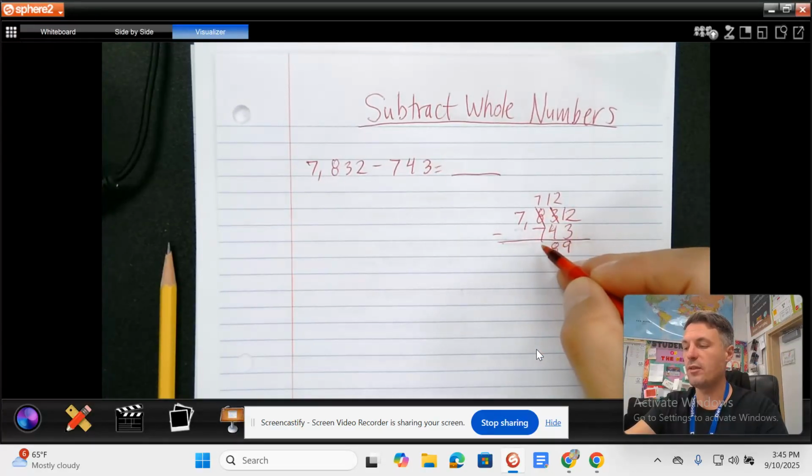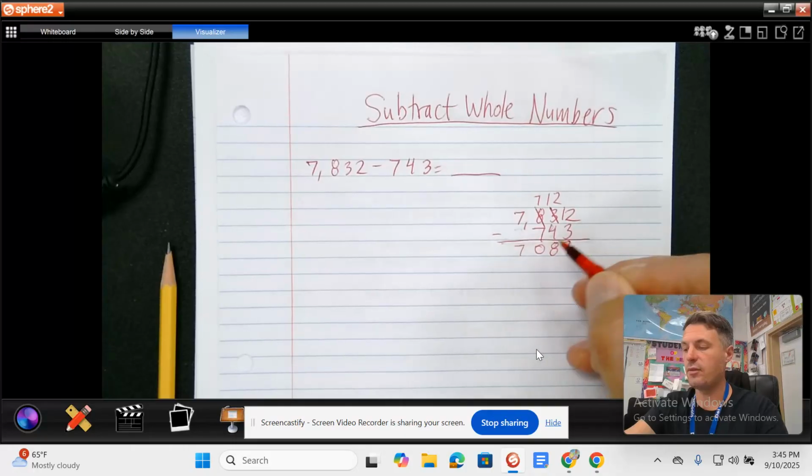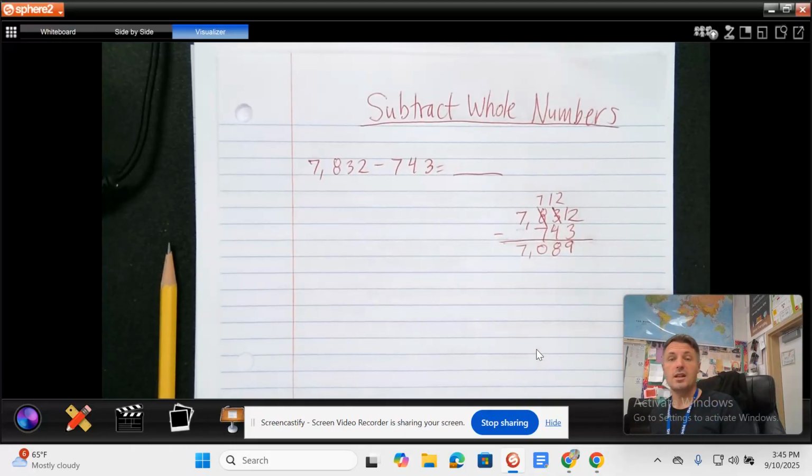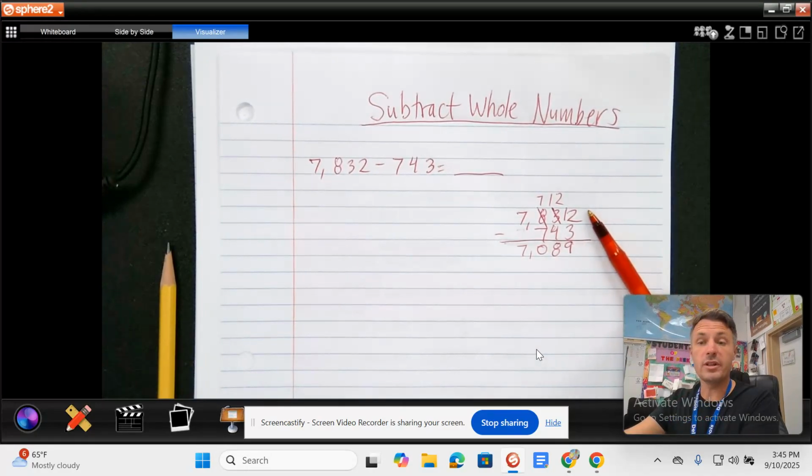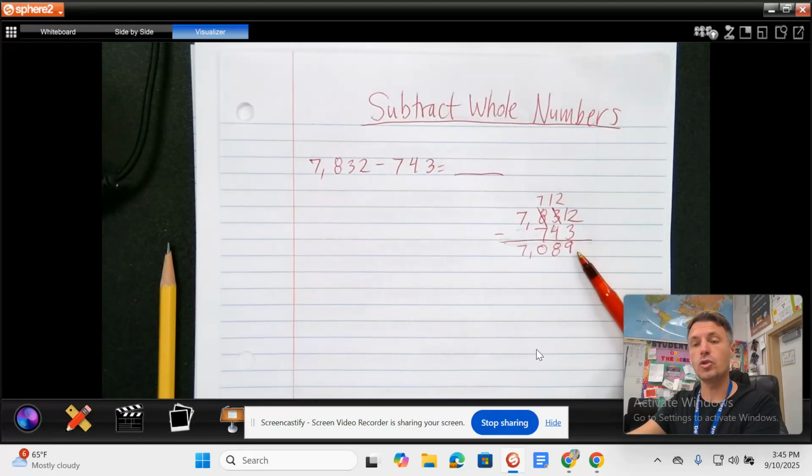And then 7 minus 7 is 0, and 7 minus nothing is 7. So the answer is 7,891. And again, the top number is the minuend, the bottom number is the subtrahend, and the answer to a subtraction problem is called the difference. Minuend minus subtrahend equals the difference.